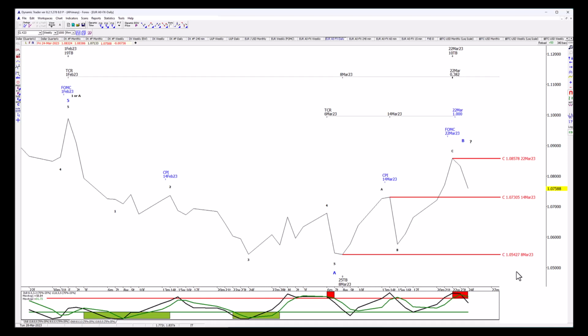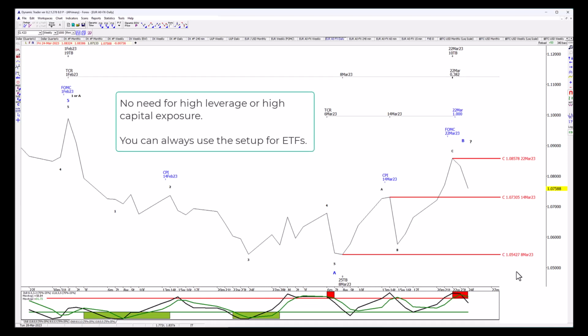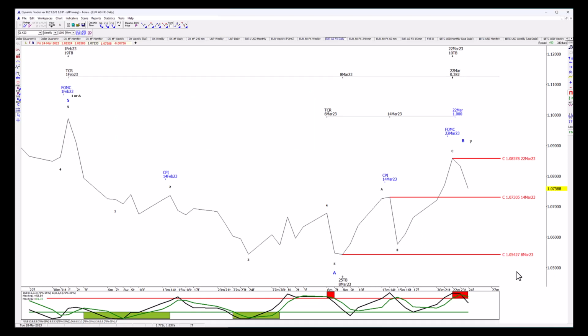So there you have it. I think it's a fantastic setup. Very low capital exposure. You don't have to do highly leveraged Forex. You can do an ETF like long the UUP if you want, because the dollar is just going to go inverse to what's here. So check it out, check your charts, and just remember, position size is really important. That's how you control your capital exposure, by your position size. So you never have to risk or have capital exposure more than about 2 or 3% of your account.